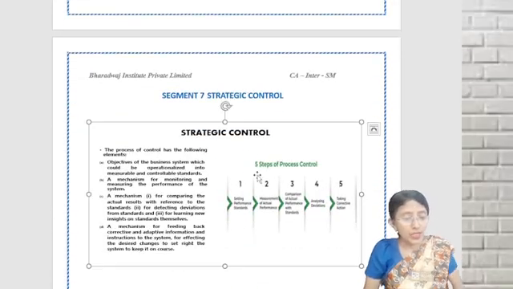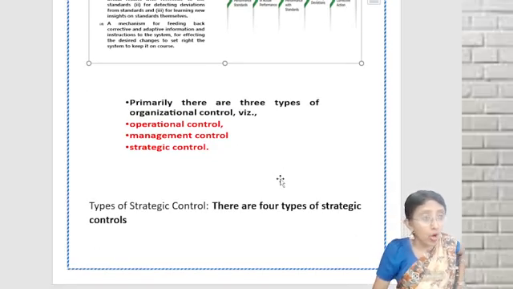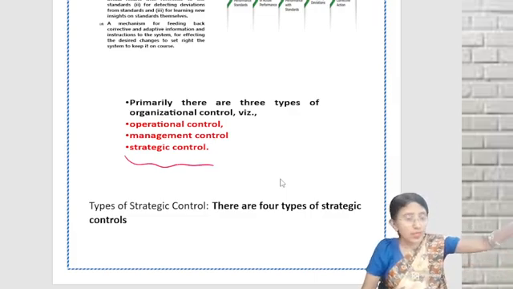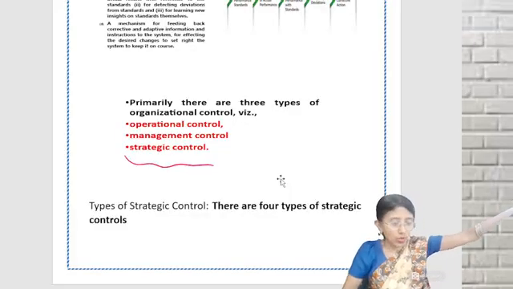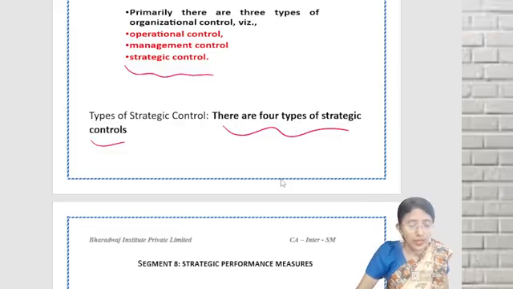Control. Segment 7 is control. As I told you, look at the control process: setting up of the performance standards, measurement of actual performance, comparison, analyzing the deviation and taking corrective action. Of the three controls, my dear students, strategic control is important for you. That is, operational control and management control are there. Now, under strategic control, please mark this as important.